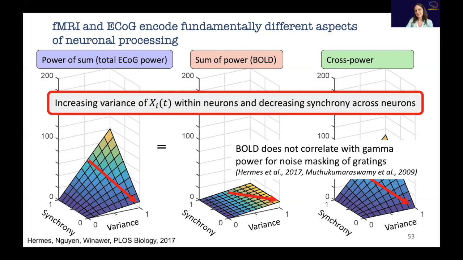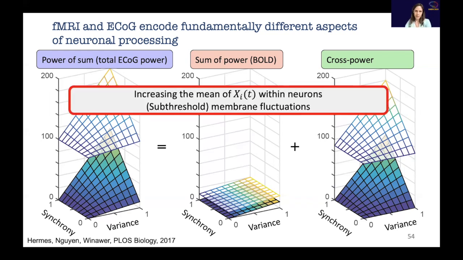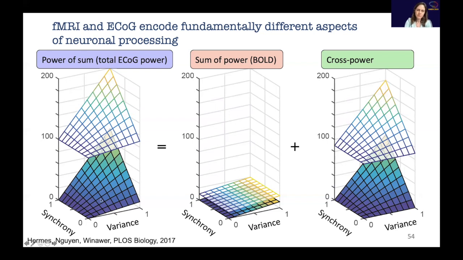Now I have one last example in this two-dimensional plot that is important to consider because we also see low frequency power changes often correlated with BOLD. And that is when we change the mean of the membrane current within neurons. It can, for example, be driven by subthreshold membrane fluctuations. And that changes the entire level of these two planes, as you can here see compared to the previous solid fields.